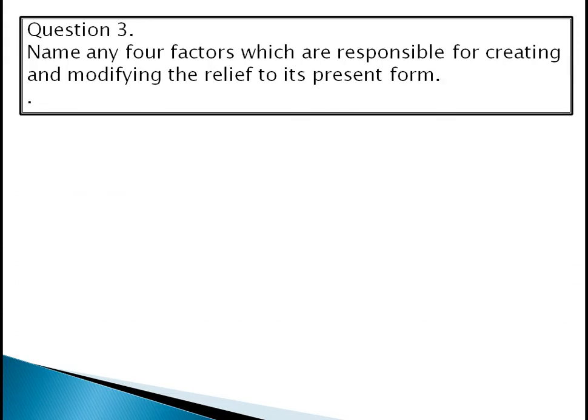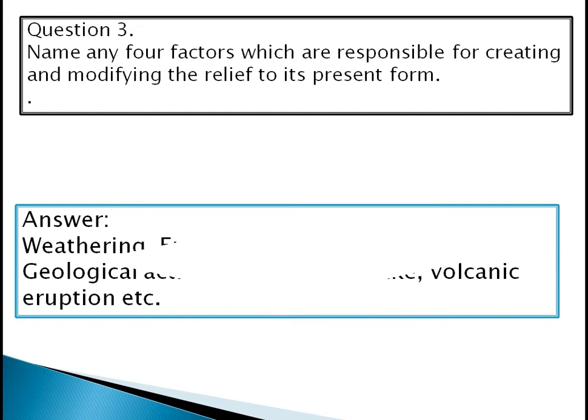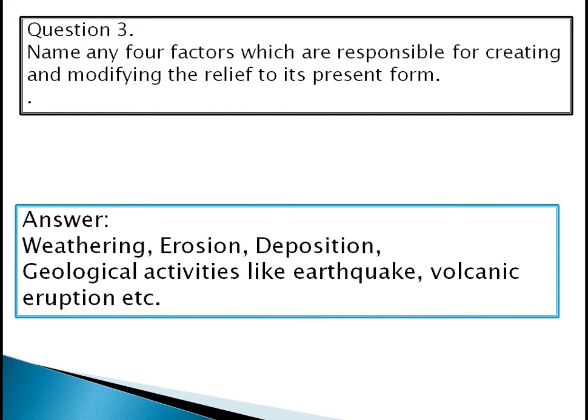Name any four factors which are responsible for creating and modifying the relief to its present form. Again the same. Here: weathering, erosion, depositional work, and geological activities like earthquake, volcanic eruption and all. As you know, the northern plain is formed by the depositional work and the erosional work by the river, right?